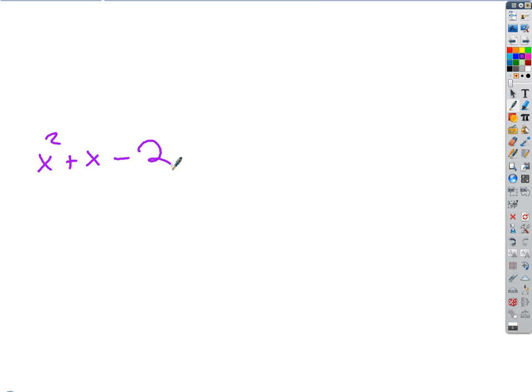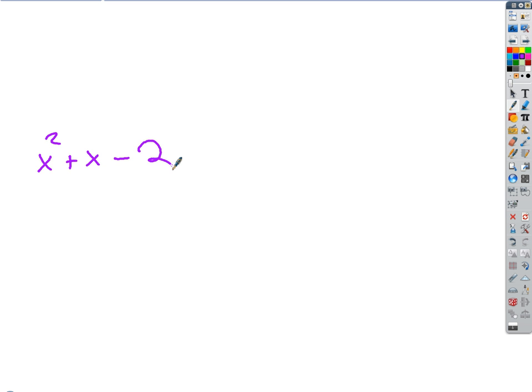Okay, is that a quadratic expression? Yes. Try it. Somebody get that, try it. So is that quadratic? Yeah, it is. Why is it quadratic? Because it has 3 terms. Good.